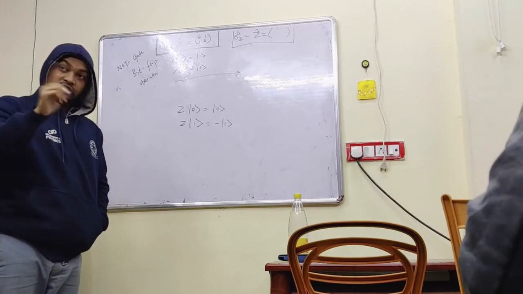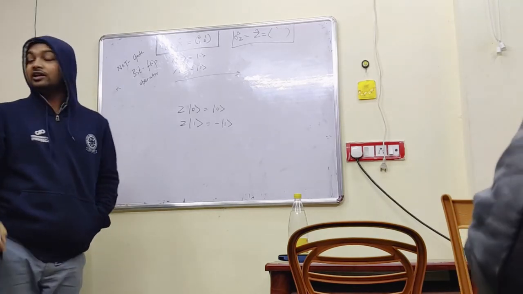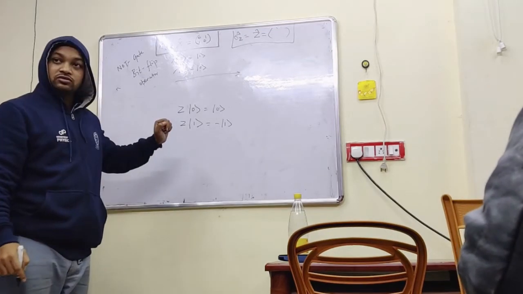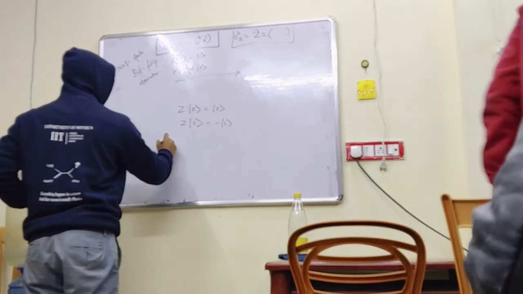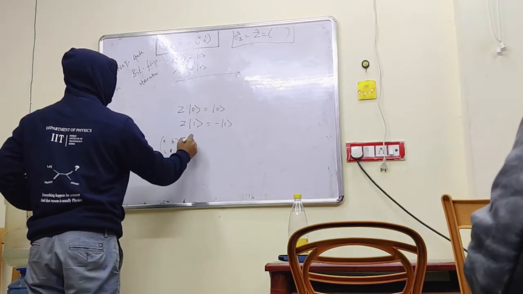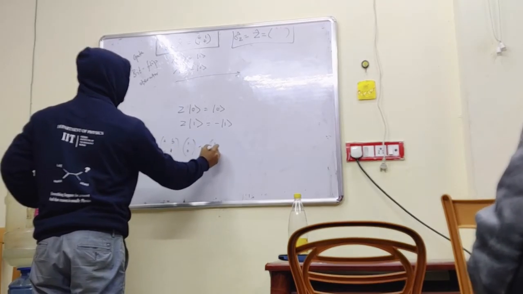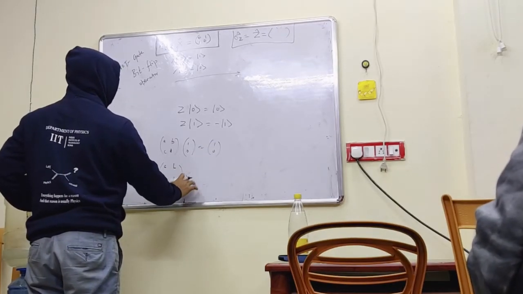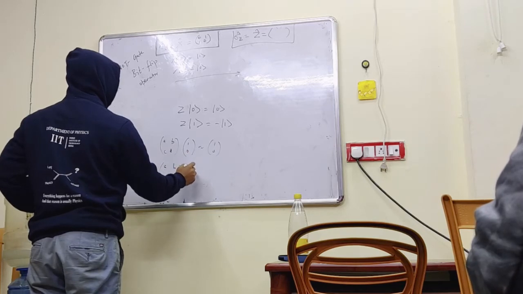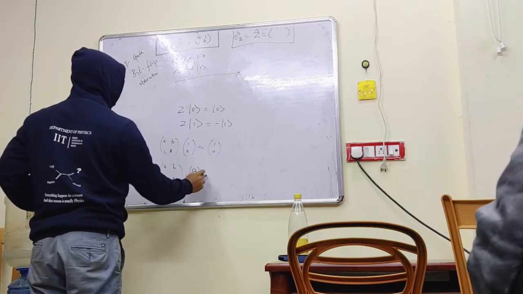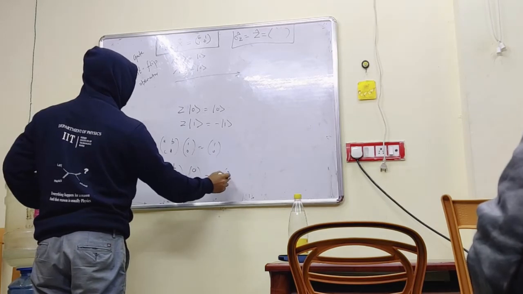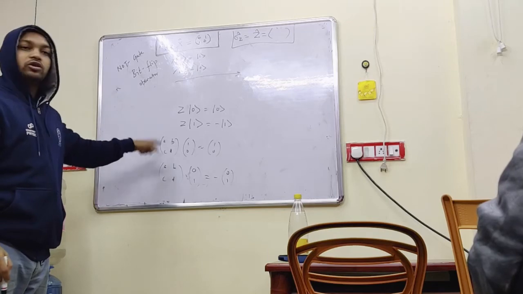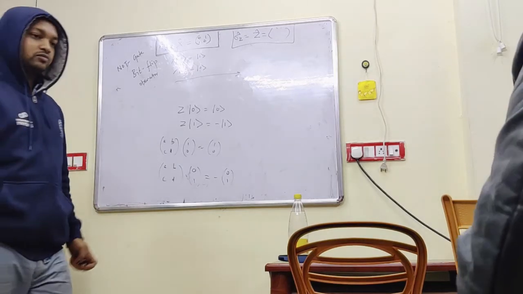With the same formalism, taking ABCD and solving the equation, that is, ABCD acting on |0> giving me |0>, and ABCD acting on |1> giving me minus |1>. Just compute it. How should I write? Compute the matrix.